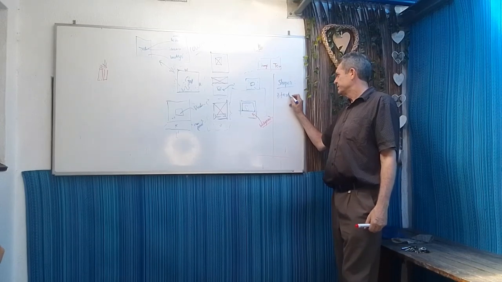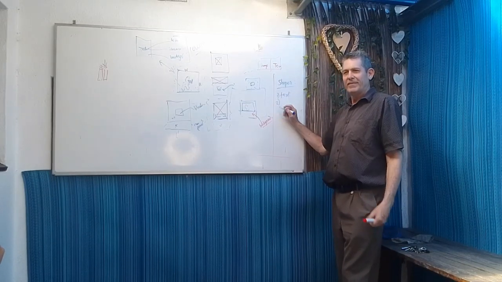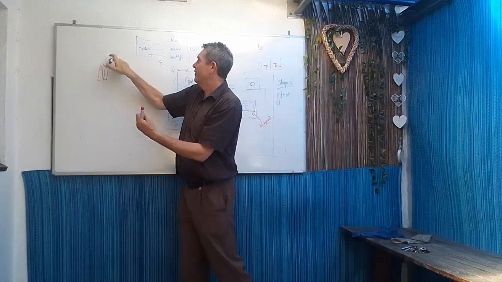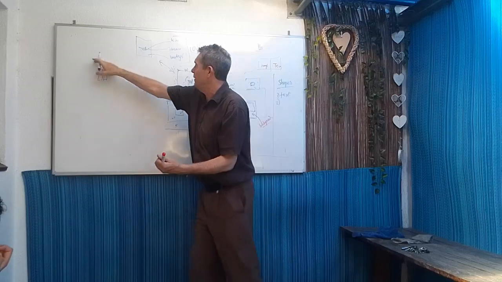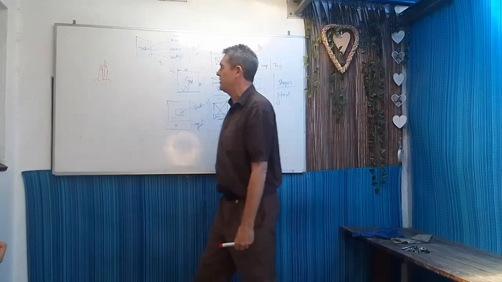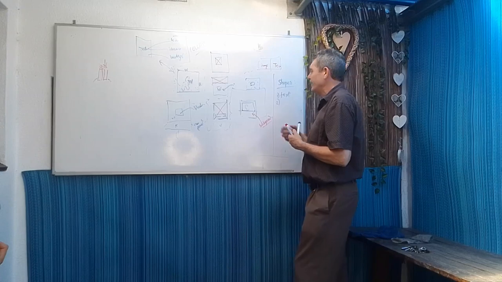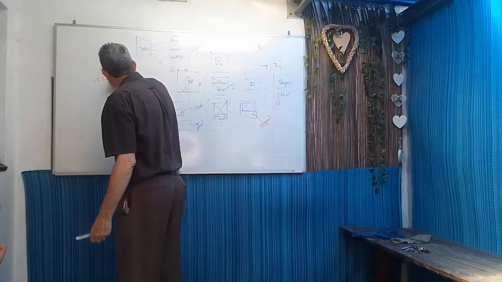What was the other shape? You've got to marry two shapes. What are you marrying? Image and text. You're marrying image and text. Image and text is the two shapes. And now we are adding a third shape. There's the little third shape.